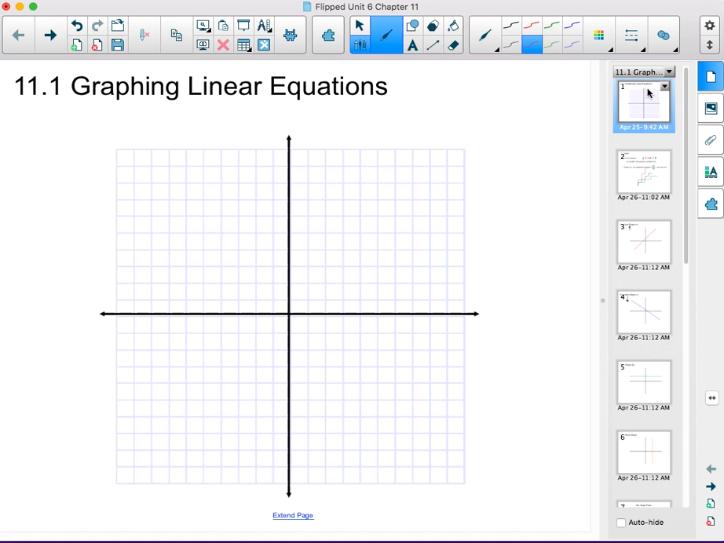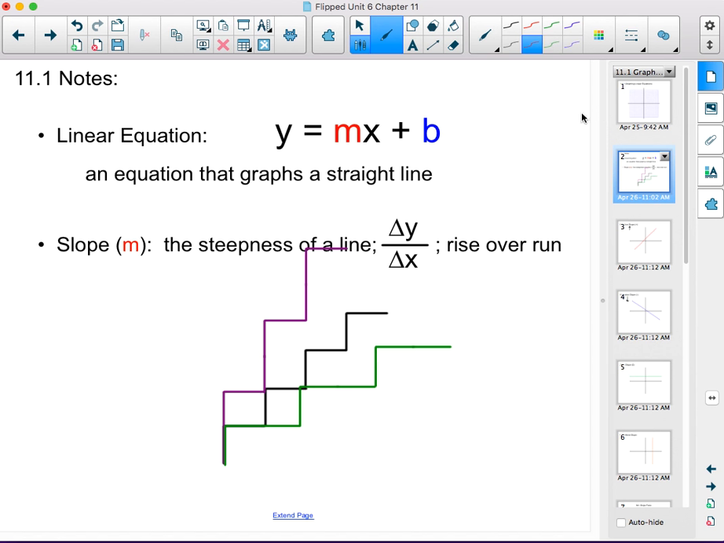This is our lesson for Chapter 11, Lesson 1. It's called Graphing Linear Equations. Let's start with some vocab. First vocab is the word linear equation. And a linear equation is an equation that graphs a straight line.